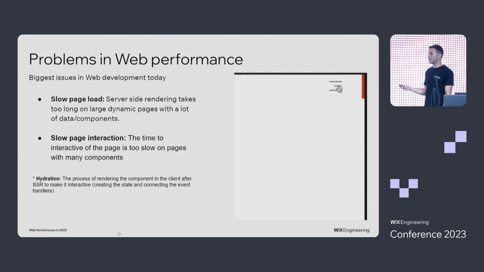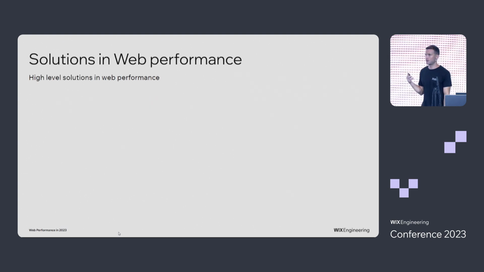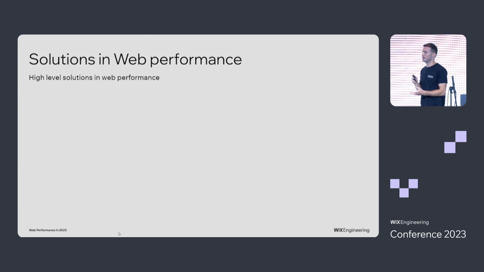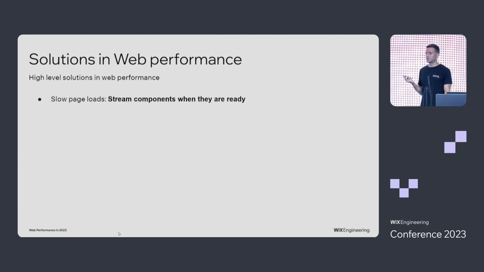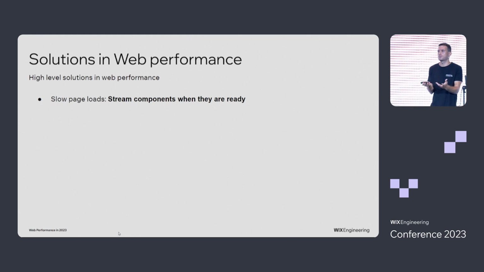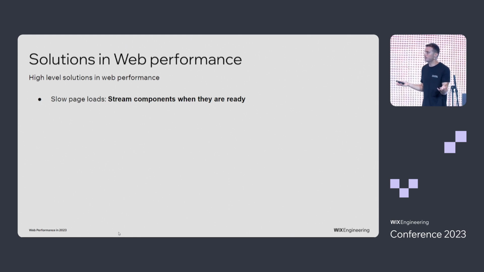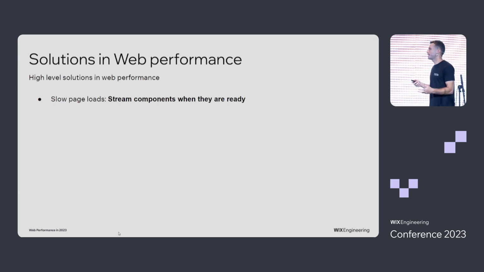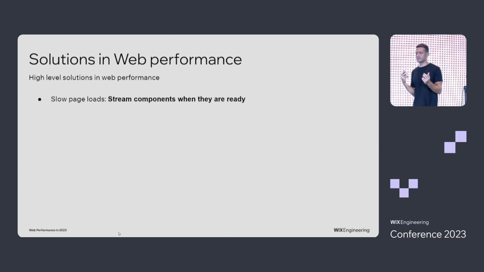So let's now talk about the high-level solutions to those problems, again keeping it high level without going into the details. The first one: how do we solve slow page loads? We want to display pages that might be big, with a lot of components. But what we can do is decide which components we want to display before others. Maybe we don't need to display everything on the page all at once.